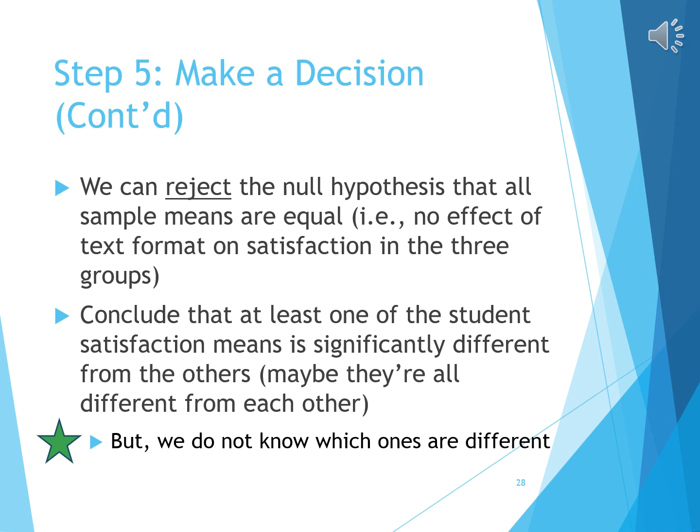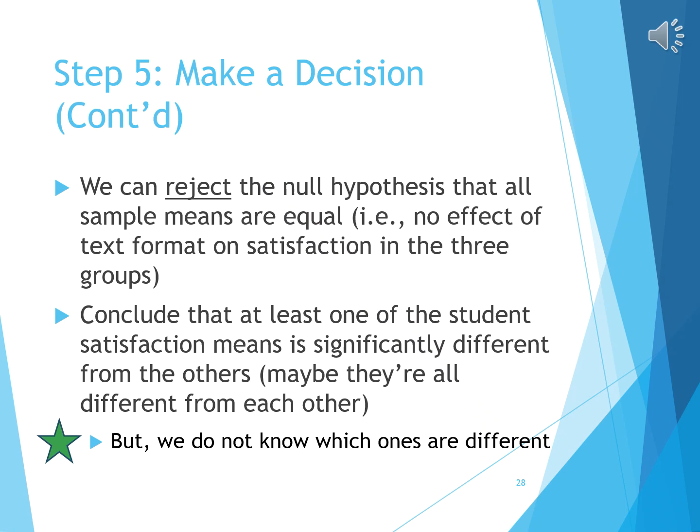In other words, that there's no effect of the text format on satisfaction in the three groups, meaning no students on average were any more excited about one form of the text than another. And therefore we conclude that at least one of the students' satisfaction means is significantly different from the others, okay? Because we rejected the null.